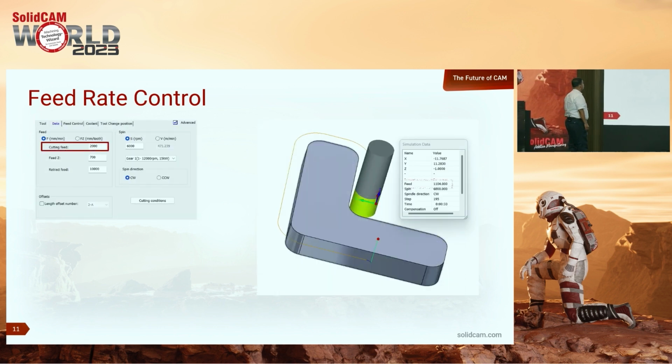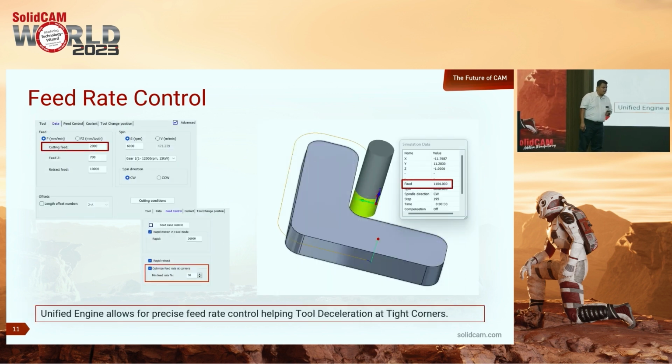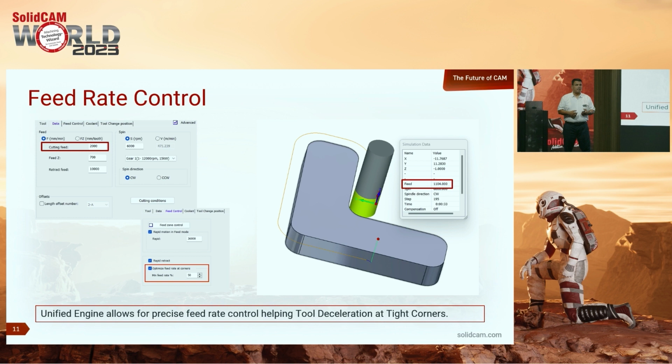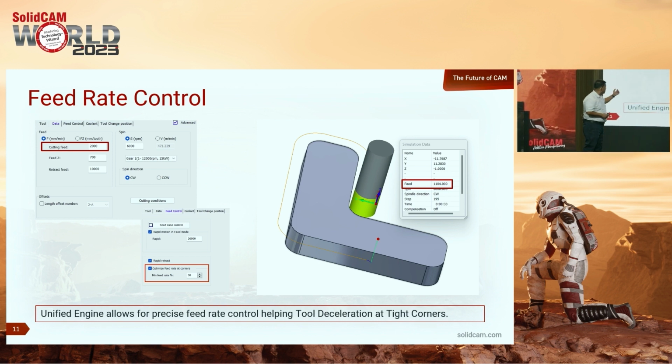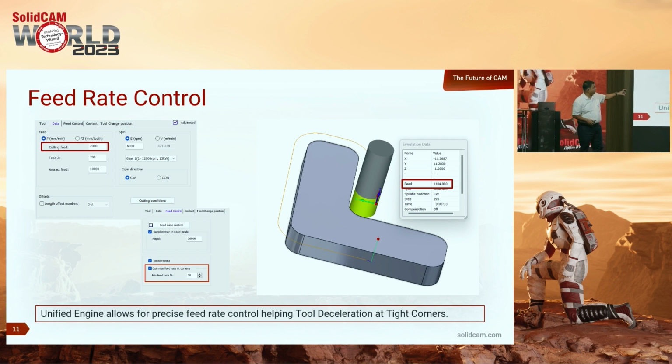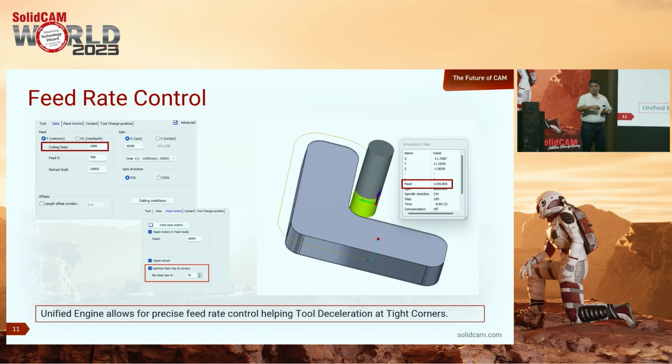Another thing was the feed rate control. Unified now allows you to define ranges of feed rate that it will apply when going into a corner or a very tight geometry. So if you have defined a feed rate of 2,000, and you say my minimum feed rate that I would like to apply is 50%, it will ensure that when it goes into a really tight geometry, the feed rate automatically starts dropping until it comes to 50% and then accelerates again in the other region. So this gives you, A, much better tool life, B, much better surface quality in the corners.